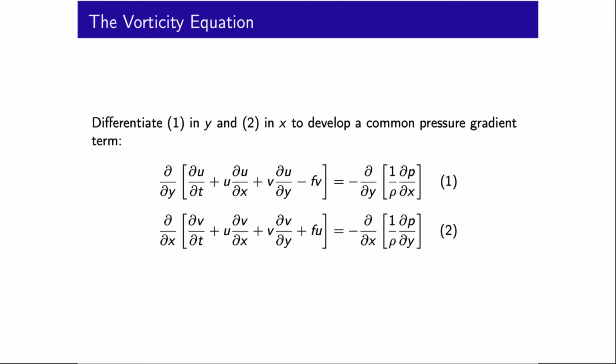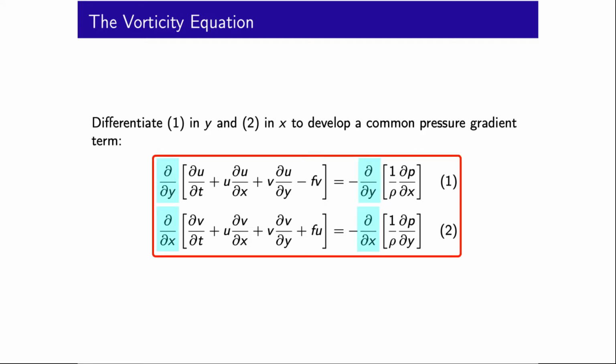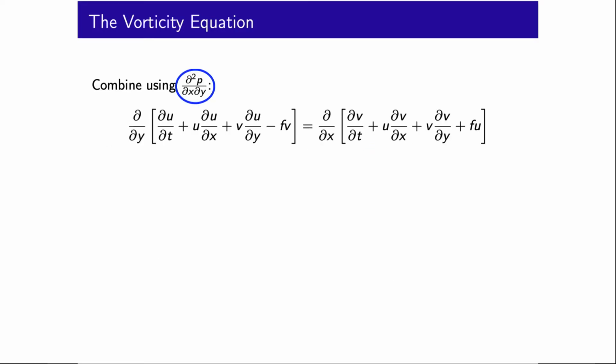We then cross-differentiate the two equations. That is, we differentiate equation number 1 in y and equation number 2 in x. This returns a common pressure gradient term, that is, the second derivative of pressure in x and y. We can use this term to combine these two equations.